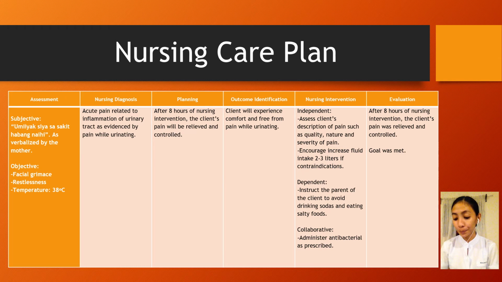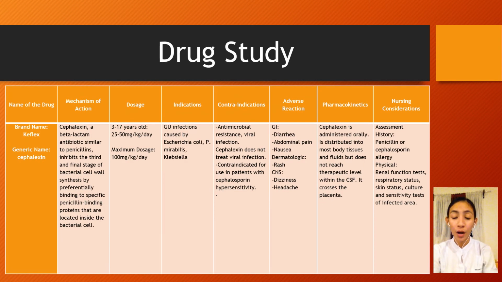Next is collaborative. We need to administer antibacterial as prescribed. So, our evaluation, after 8 hours of nursing intervention, the client's pain was relieved and controlled. Goal was met. Next are the drugs or medications that we can give or administer to clients that have urinary tract infection.